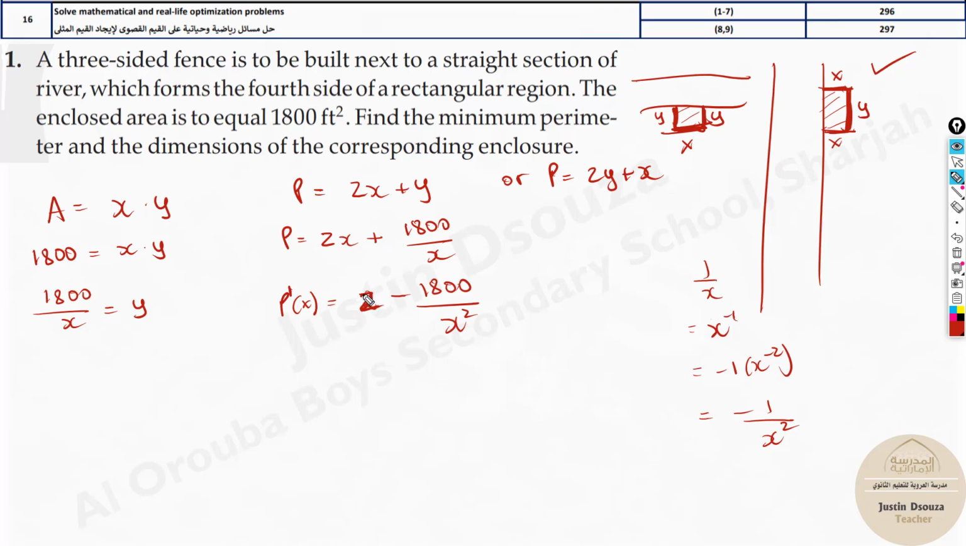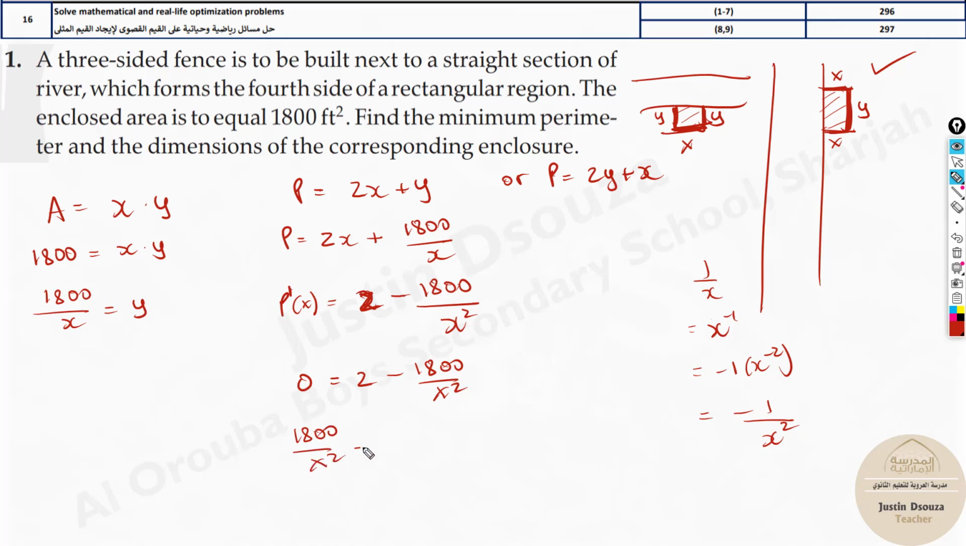And now what do we need? We need to find the critical numbers. How do we find critical numbers? By equating this to 0. And now we get 2 minus 1800 by x squared equals 0. You can just take this to the other side and solve it.